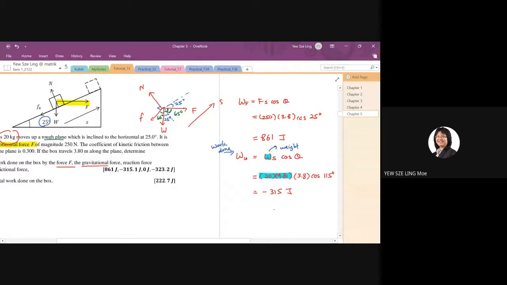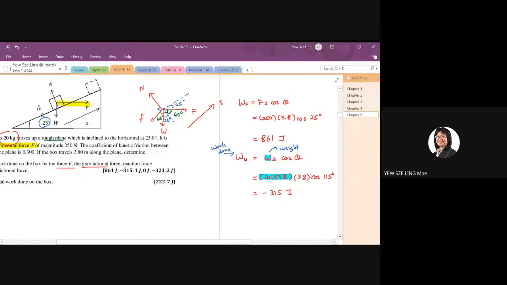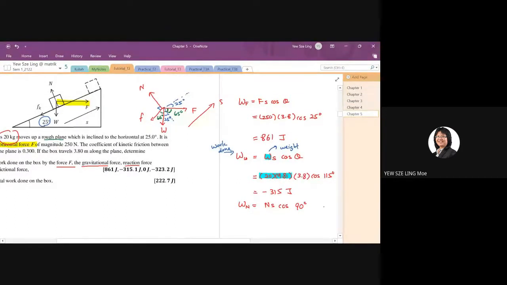Negative 315 joules. Then followed by the reaction force, which is our normal force. So Wn equals N S cos 90 degrees, so you don't even have to calculate. It is equal to 0 joules.